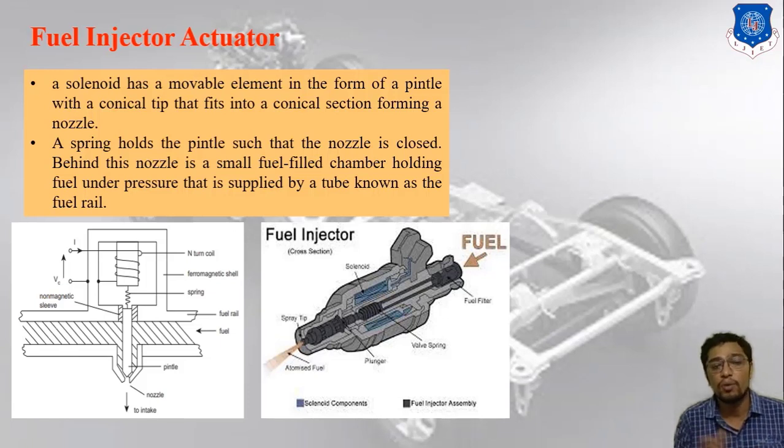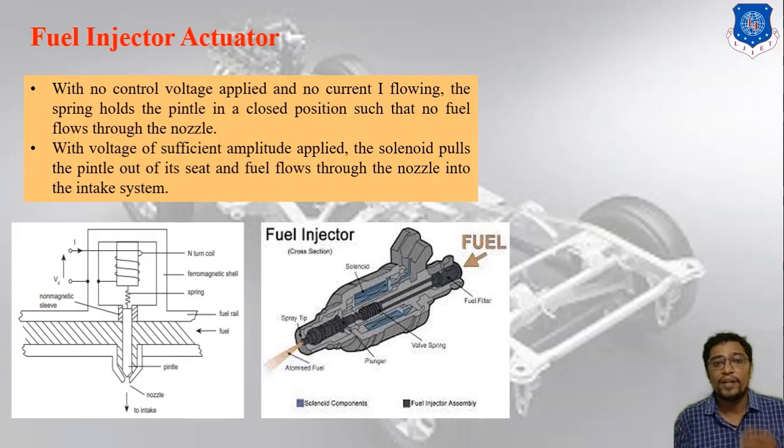Now we can talk about the holding. A spring holds the pintle such that the nozzle is closed. Behind this nozzle is a small fuel filled chamber holding the fuel under pressure that is supplied by a tube, known as a fuel rail. So what is a fuel rail? As you can see in the image, in the upper portion there is one C section type, right? A spring holds the pintle such that the nozzle is closed. Behind this nozzle is a small fuel filled chamber holding the fuel under pressure that is supplied by a tube called the fuel rail. So these are the different elements related to the fuel injector actuator. This is the construction and working of the fuel injector actuator, right?